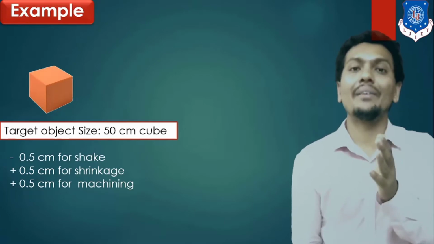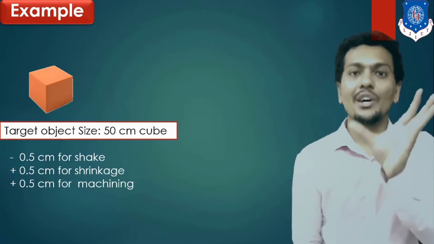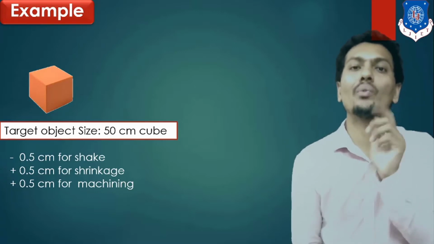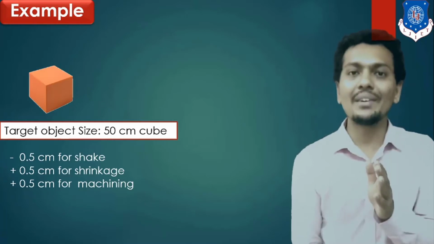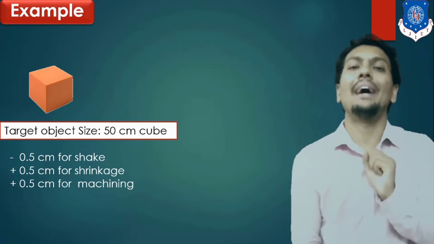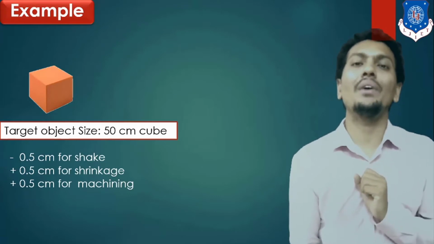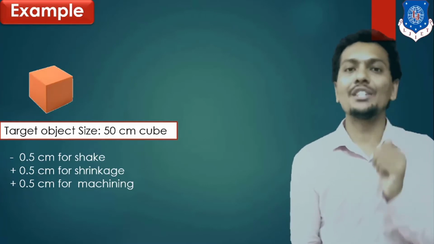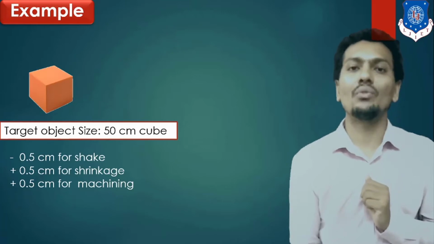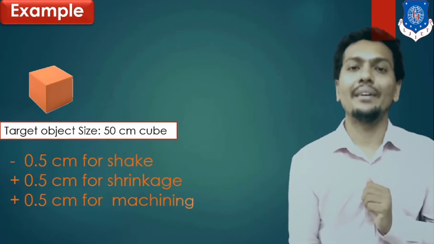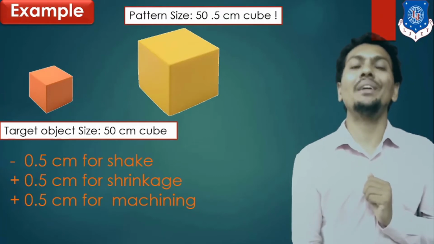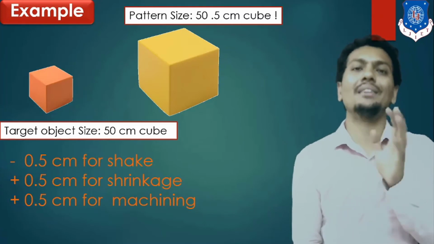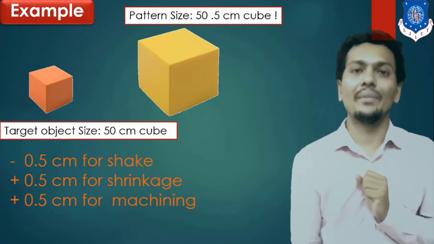For shrinkage allowance, it is a positive allowance. It means during the cooling and solidification, your metal will shrink in dimension, so you have to give a positive allowance. And for the machining allowance, also you have to give some positive allowance, right? So here minus 0.5 for shake and plus 0.5 and plus 0.5 for shrinkage and machining. So minus 0.5 and plus 0.5 will cancel out, and your final pattern dimension will be 50.5 centimeter. So this is only a simple example so that we can understand the significance of allowances, right?